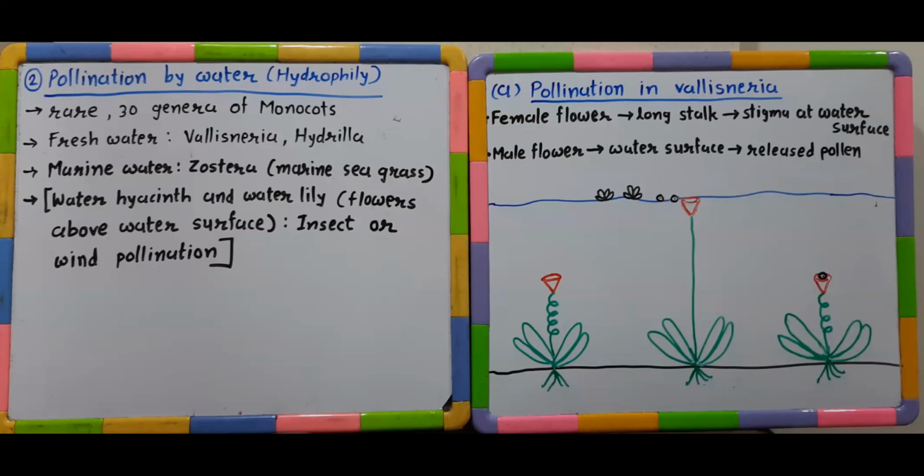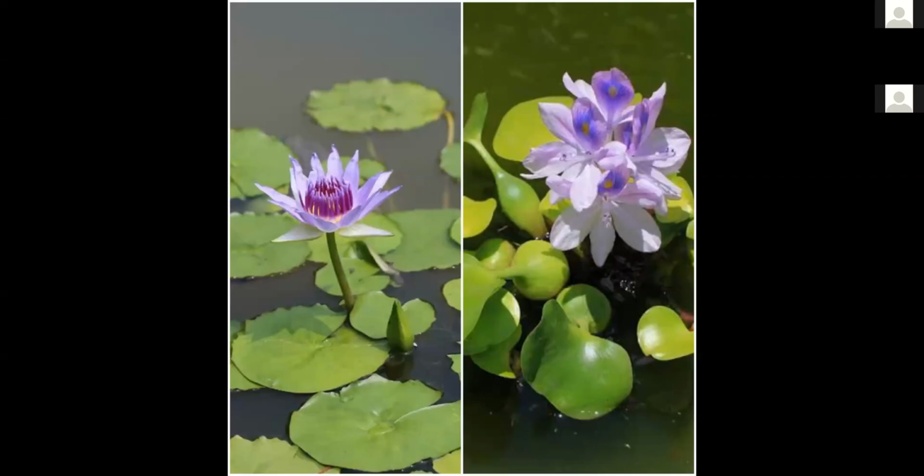Coming to the aquatic plants, not even all aquatic plants prefer hydrophily. For example, Vallisneria and Hydrilla are the freshwater plants which prefer hydrophily. Marine grasses, sea grasses such as Zostera, again, they are the ones which prefer hydrophily. But a large number of plants, let's say water lily and water hyacinth.